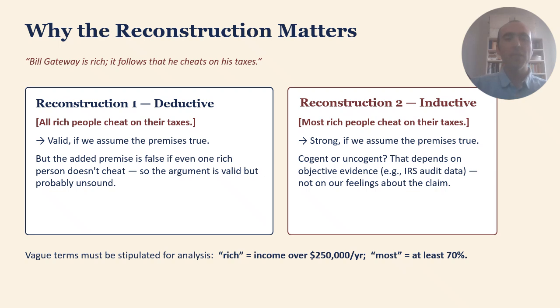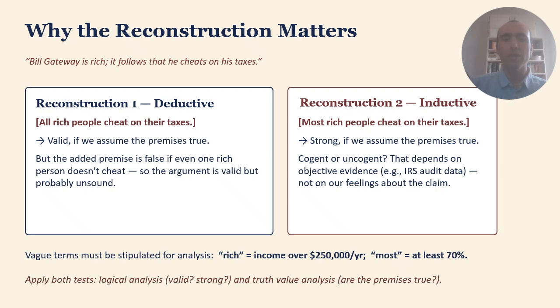Vague terms must be stipulated for analysis. Rich equals income over $250,000 per year. Most equals at least 70%. You should apply both tests. Logical analysis: is the deductive argument valid? Is the inductive argument strong? And truth value analysis: are the premises true?